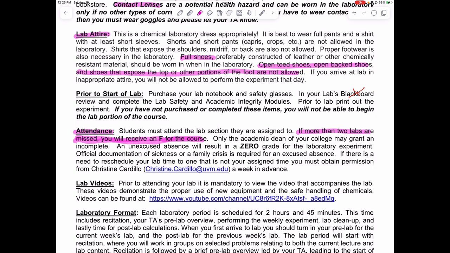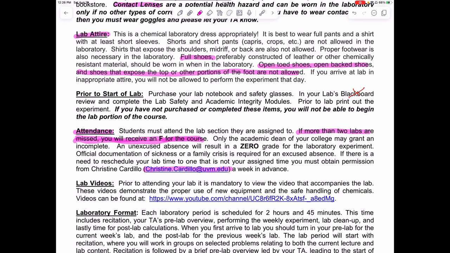So this is where transparency is really important, that if you are sick, you need to contact myself and Christine Cardillo, whose email we find at the bottom here, to tell us that you're sick. Hopefully we can reschedule you into a new lab, and then you can still make up that lab with no problem. In the event of that, if it's excused, those points won't be counted against you. If you flake and just miss a lab, well, then you get a zero for that lab, and those points do count against you.